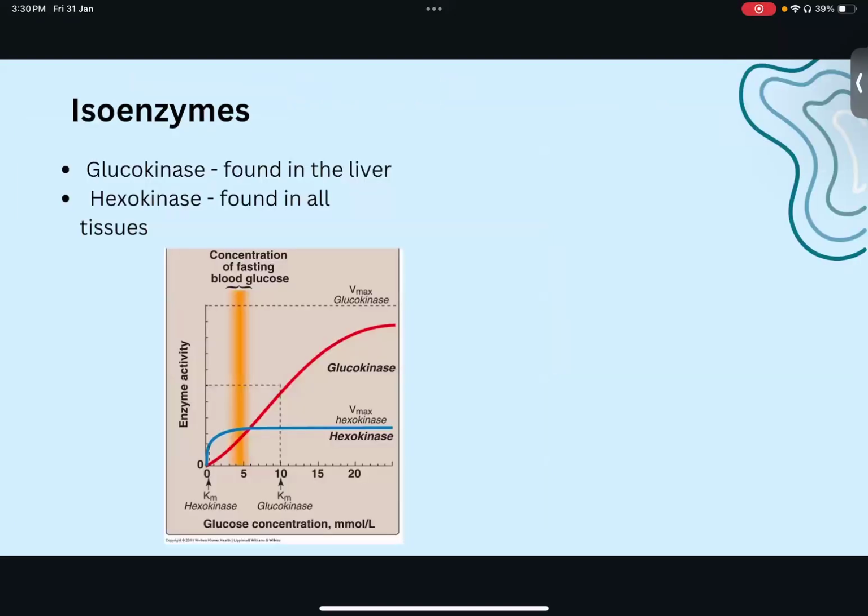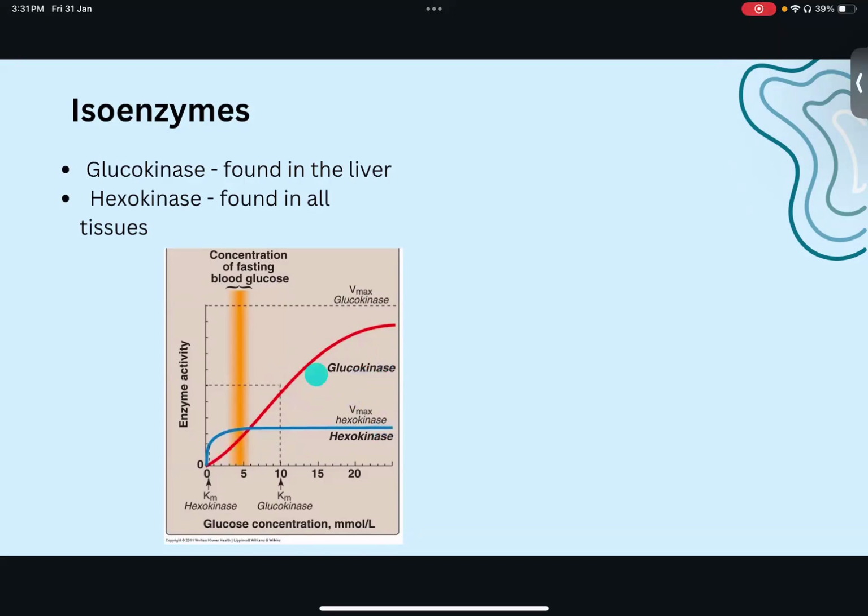Okay, so we have isoenzymes. We talked about them previously. Isoenzymes are two enzymes that catalyze the same reaction, but they come from different genes, okay? And they are found in different tissues. An example of isoenzymes is glucokinase and hexokinase. Glucokinase is found in the liver, while hexokinase is found in all tissues.